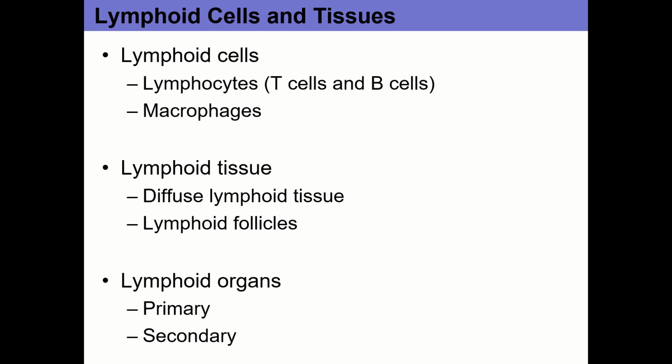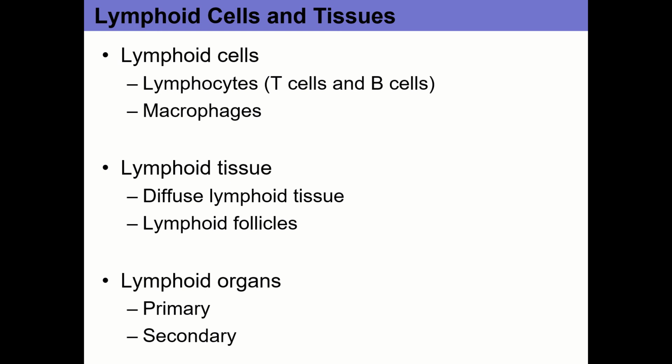thymus to mature. Then in our secondary lymphoid organs, that's where our immune responses occur. So that includes places like the spleen or the lymph nodes. That's where those T cells, B cells, and macrophages are actually going to come into contact with invading pathogens, antigens, and where they'll actually attack them. So those are our secondary lymphoid organs. Again, those include the lymph nodes, the spleen.